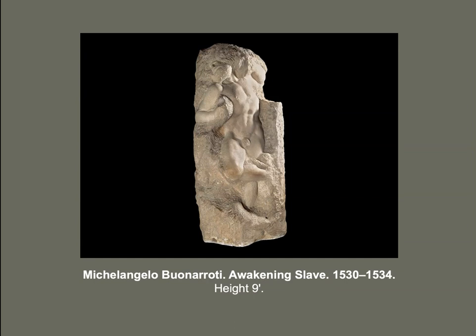Michelangelo's preferred method was carving out of stone. And this is his Awakening Slave from 1530 to 1534. He thought that sculpture was the process of releasing a form from within a block of stone. In this case, we can still actually see the chisel marks of the artist as he's starting to release this figure from the stone.